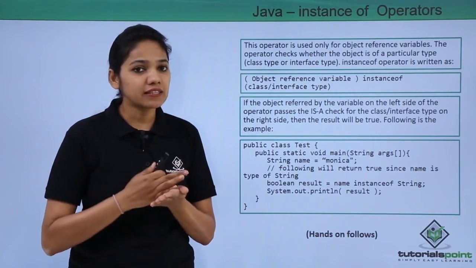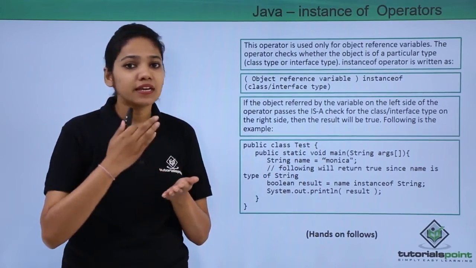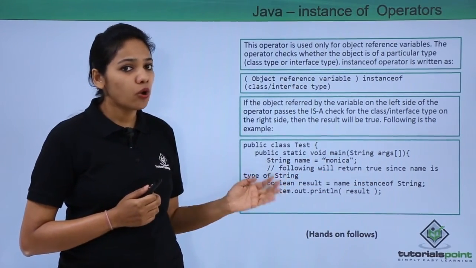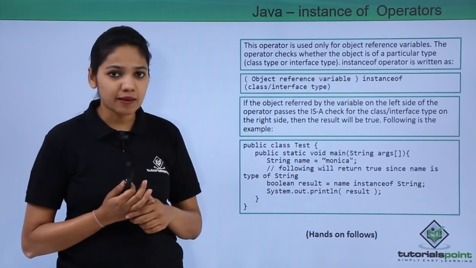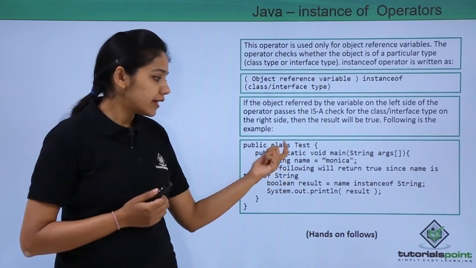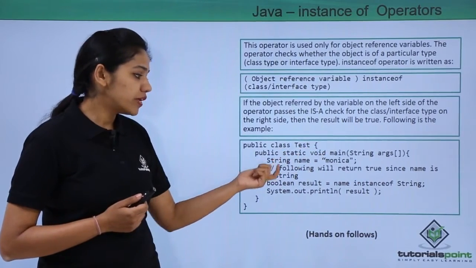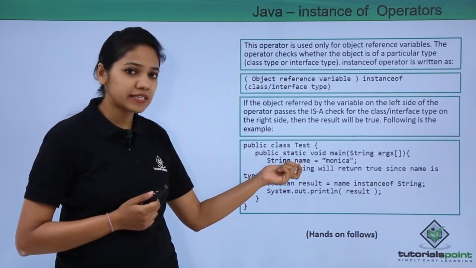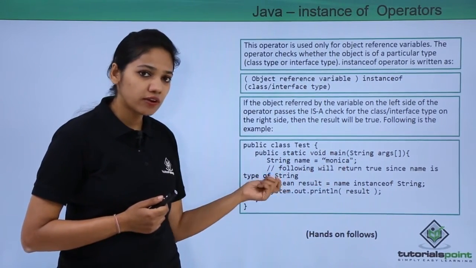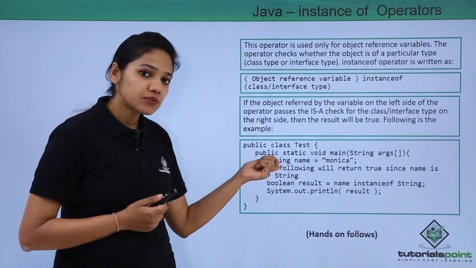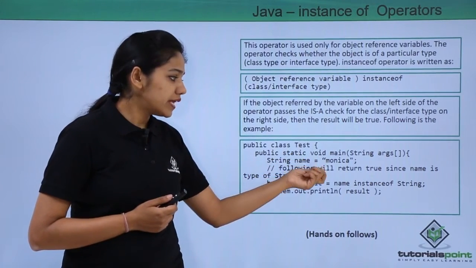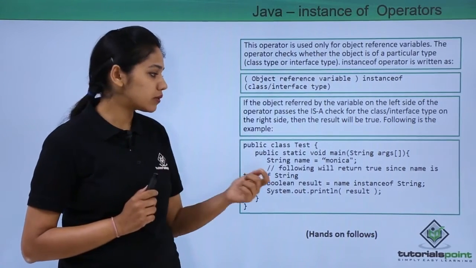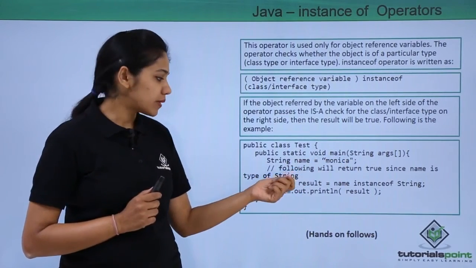An instance of check relation is nothing but whether one object reference type is compatible with the reference type or not. So let us see here with an example. We have created a class called test. In the main method, we have created a data type of string, variable name as name. So this creation is called a variable where the data type is string, the variable name is name, equals to Monica in double quotes, because string value is provided in double quotes, and then end with a semicolon.